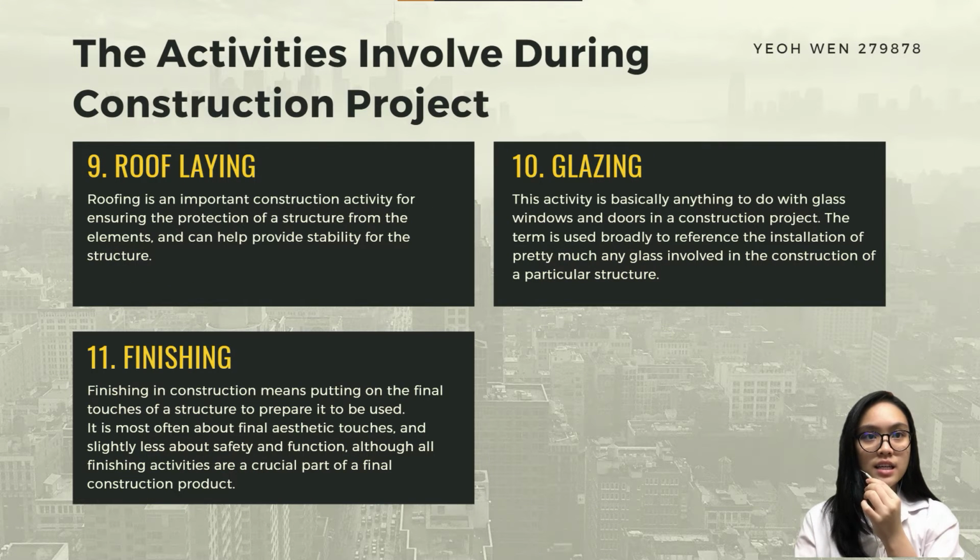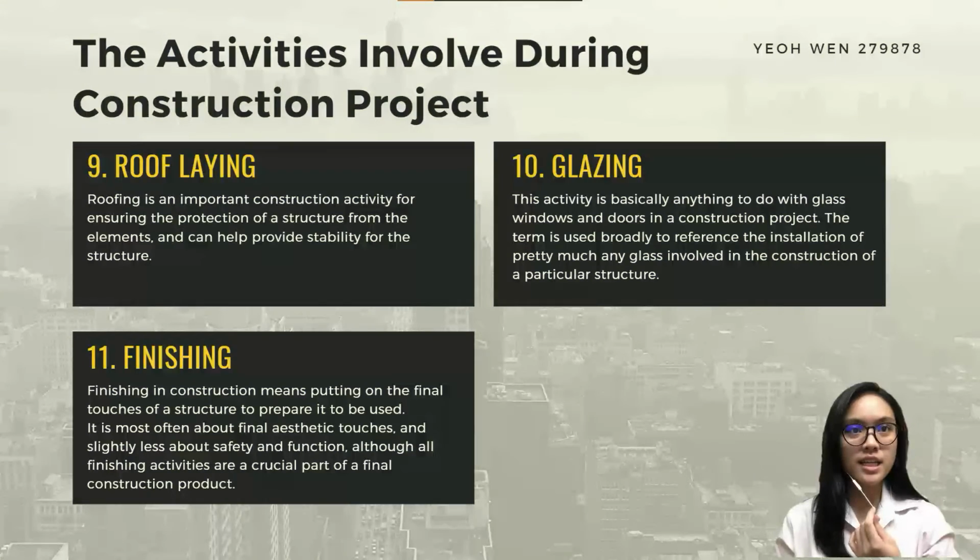The ninth activity is roof laying. Roofing is an important construction activity for ensuring the protection of a structure from the elements and can help provide stability for the structure. There are different methods used for roofing. Shingles are common for residential roofs, but there are also metal, polycarbonate, and steel roofs, as well as many others which are used for different purposes.